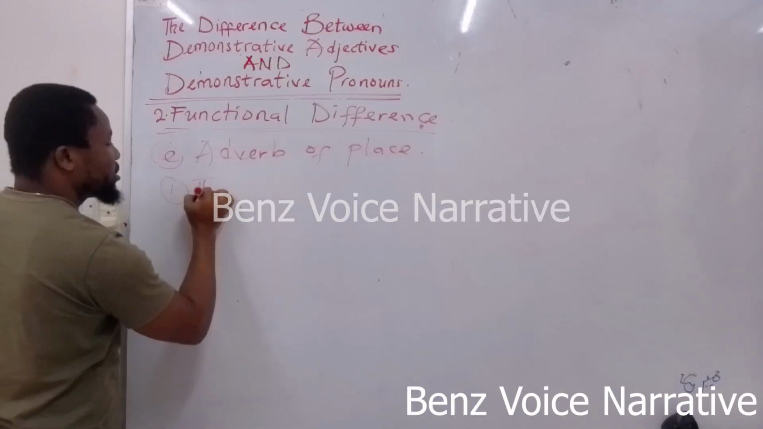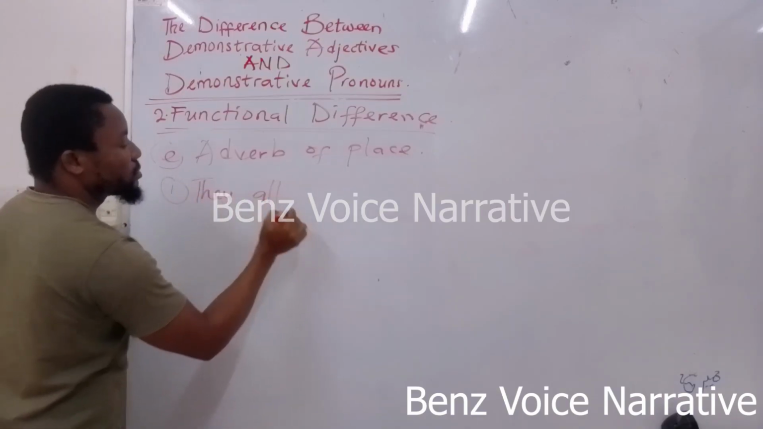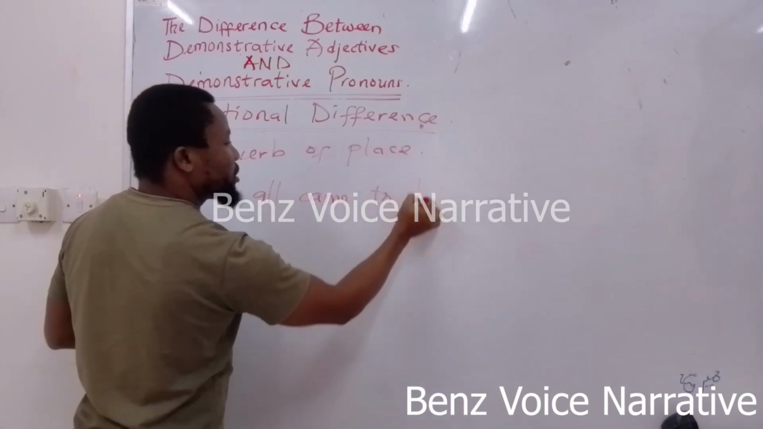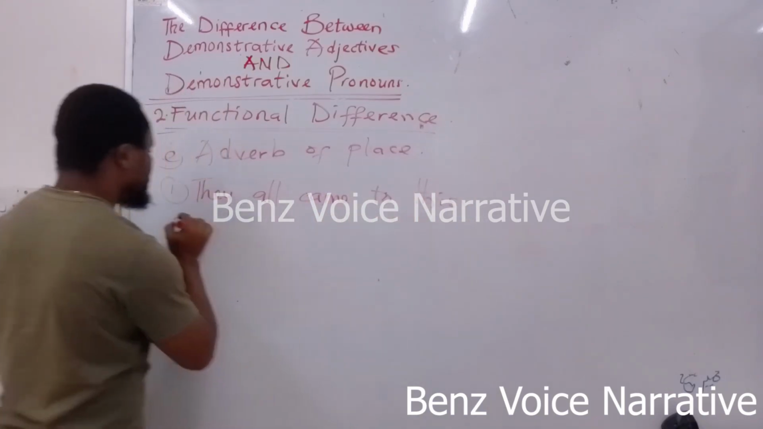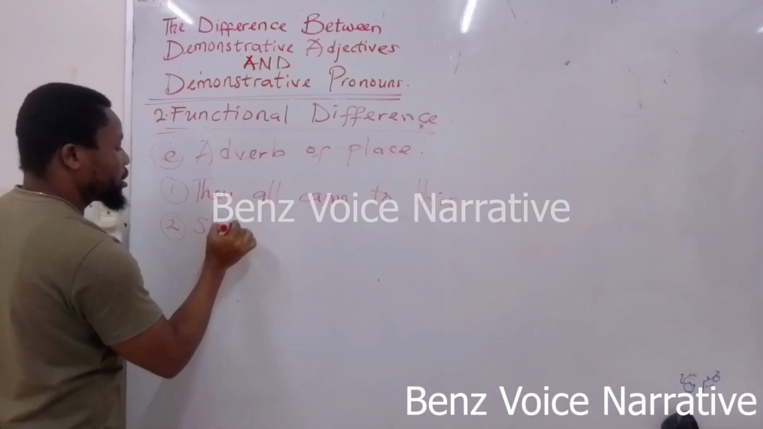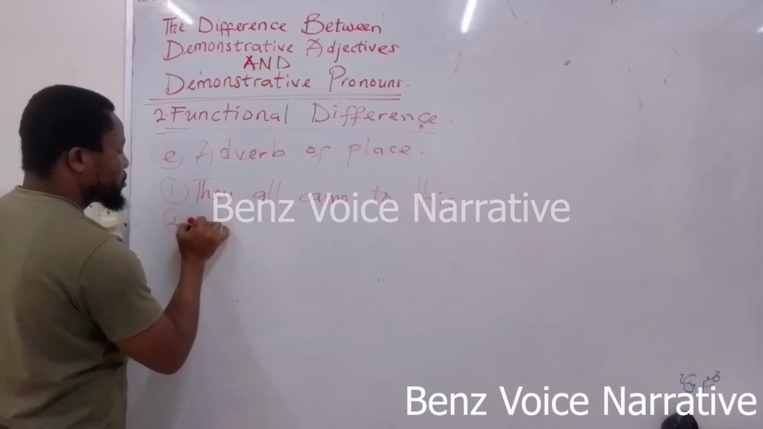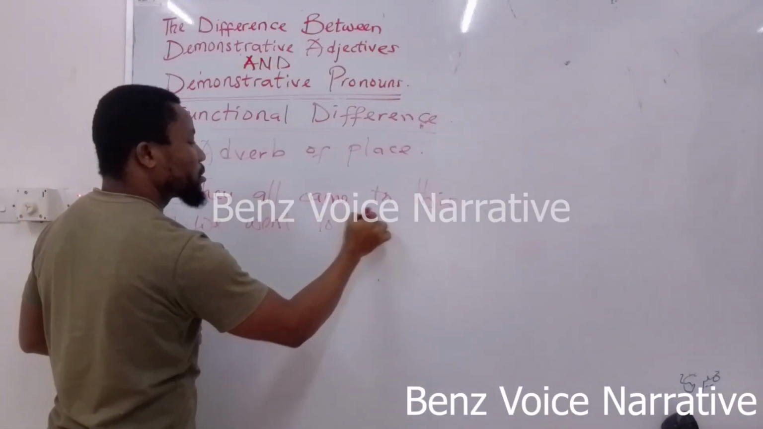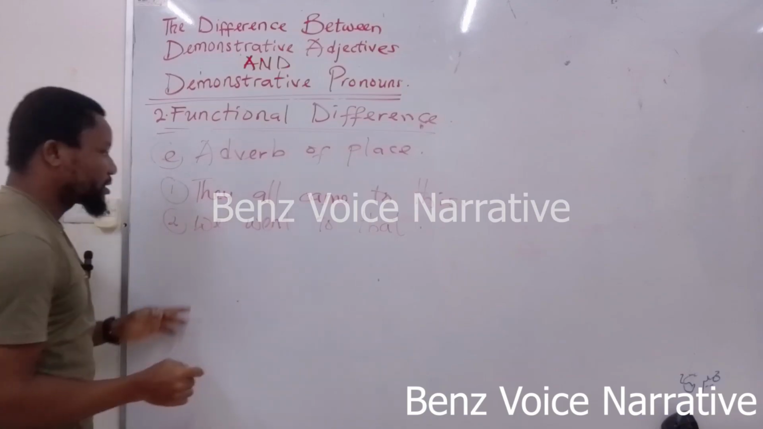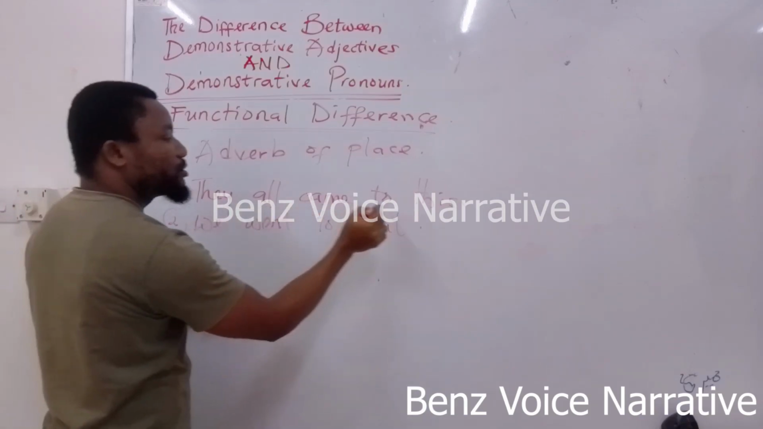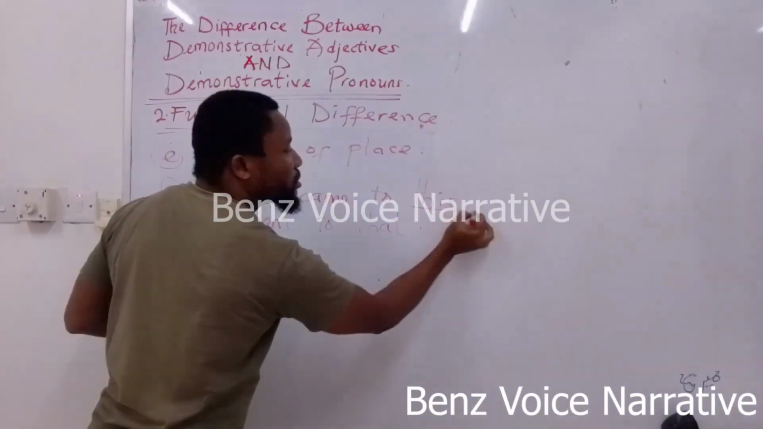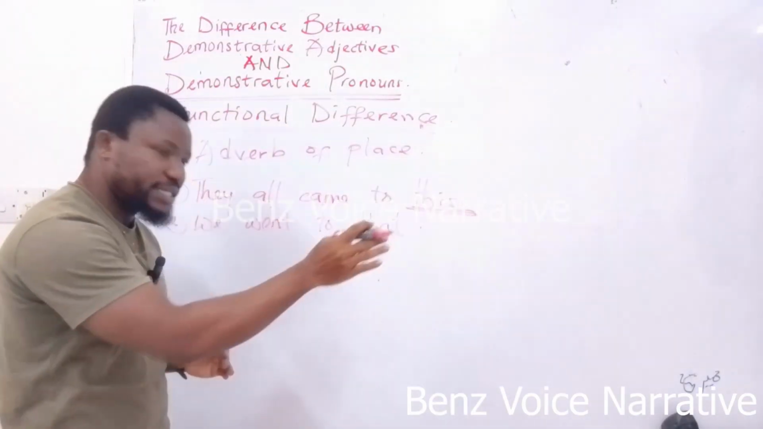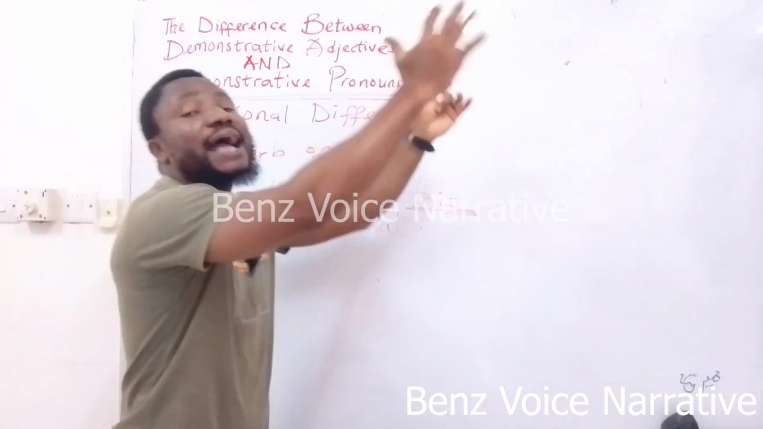1. They all came to this. She too. We went to that. We went to that. Now, they all came to where? To this. They came to this. It's like you're saying they came to this house.